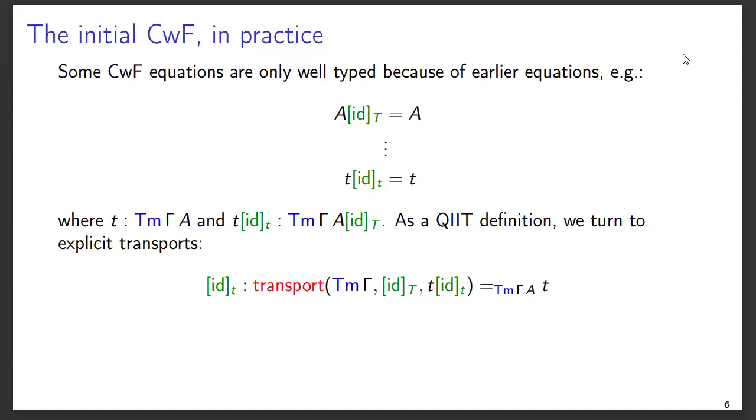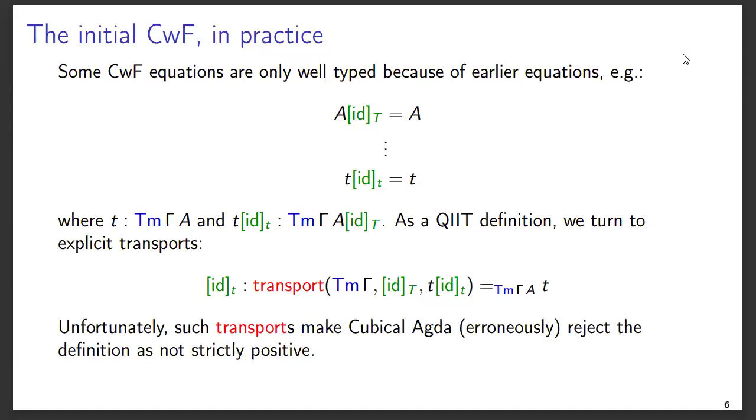And if I do this in type theory as a quotient inductive type, then I have to explicitly transport along this equation to fix up the types. I have two things of the same type. So if I do this as a QIIT, I get something like this rather than just that. I say that if I transport this term along that, then I get t, of the right type.